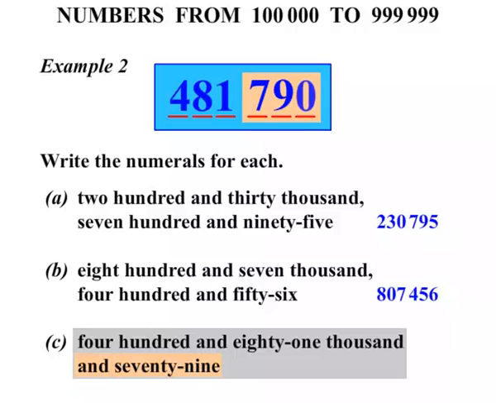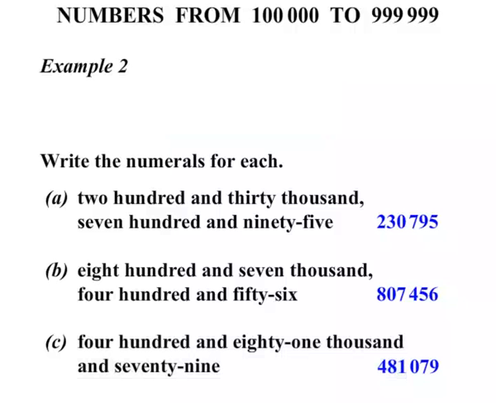But if we put a 0 there, that's actually 790. It's not 79. So what we need to do with that 79 is move it to the end and have the 0 at the front. So that number there, looking at it, 481,079. Excellent. Well, that concludes the lesson. Good luck with your questions.